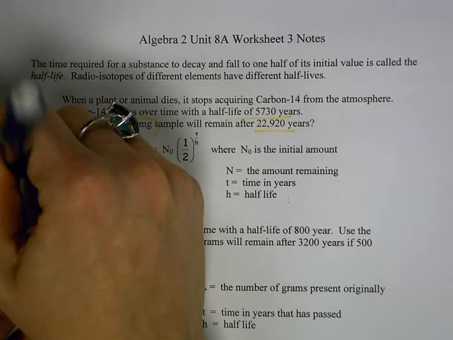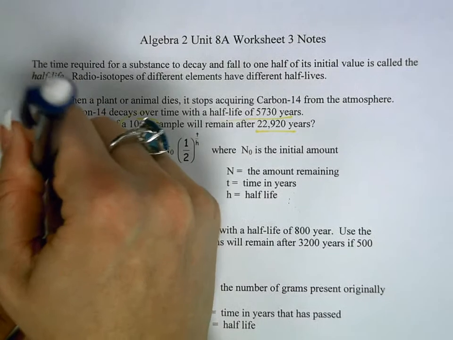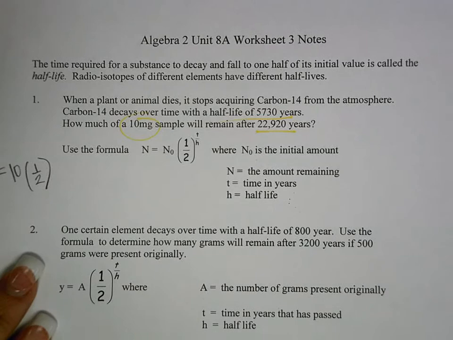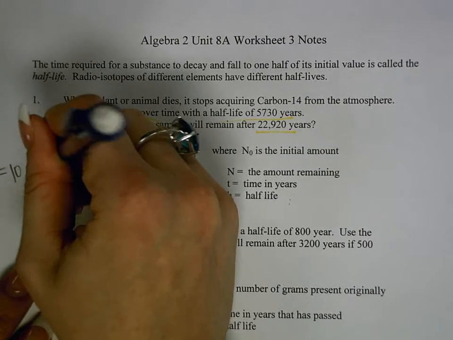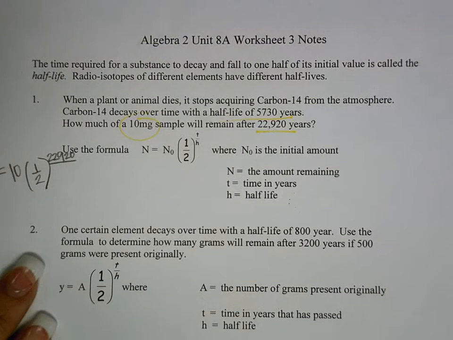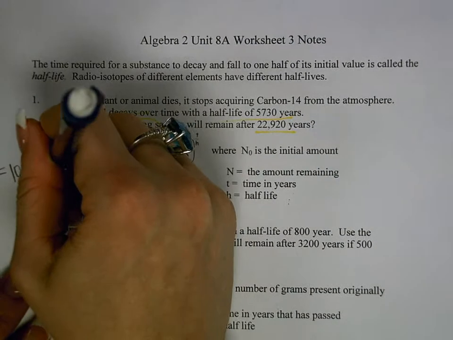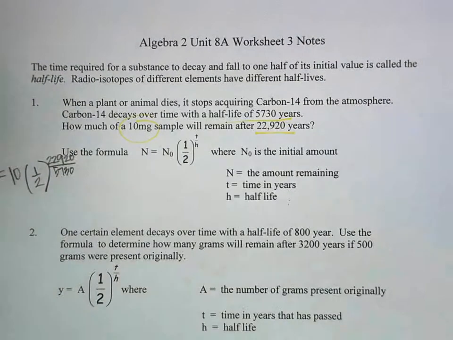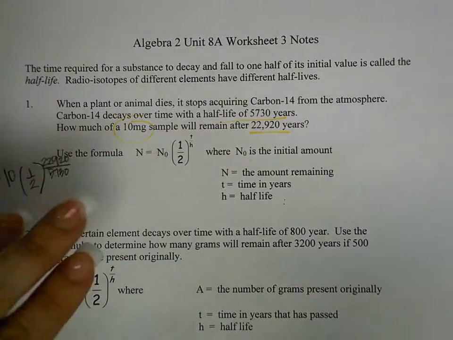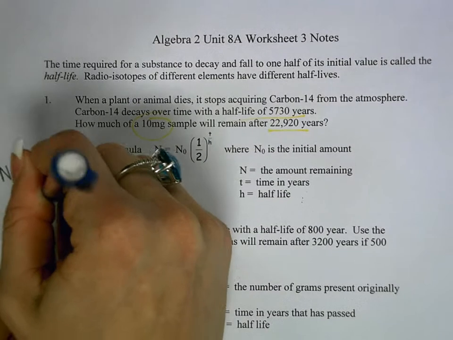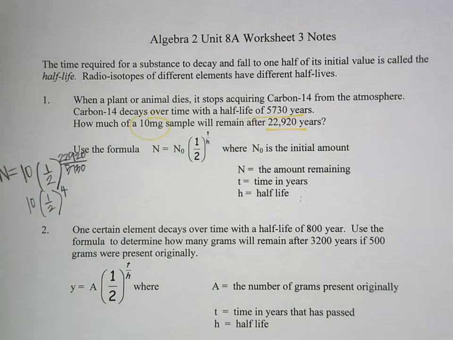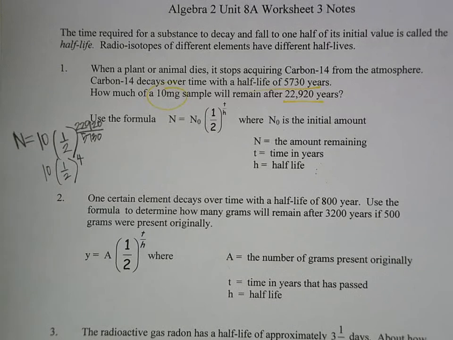10 milligrams. So 10 milligrams multiplied by 1/2 to the T. T stands for time in years. What's the total time in years? 22,920. Divided by H is the half-life. What is the half-life? 5730. Now, for this type of problem, yes, you could use a calculator here. If you simplify, we do 10 times 1/2. If you use your calculator, that is to the 4th power. That is pretty much the end of where you need to use a calculator on this problem.